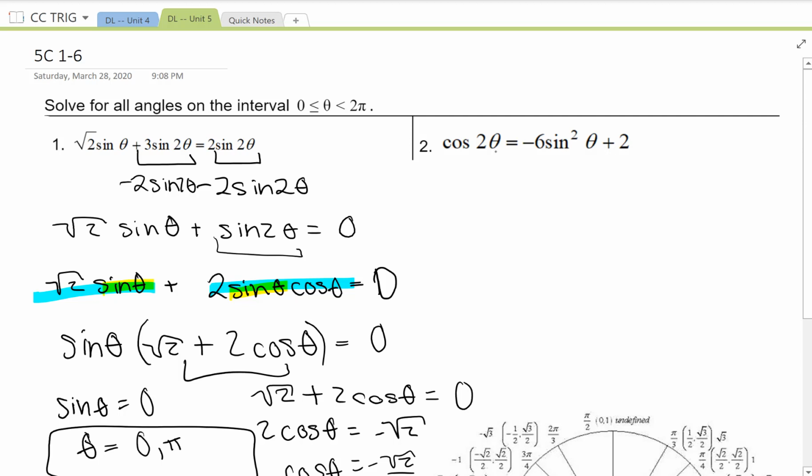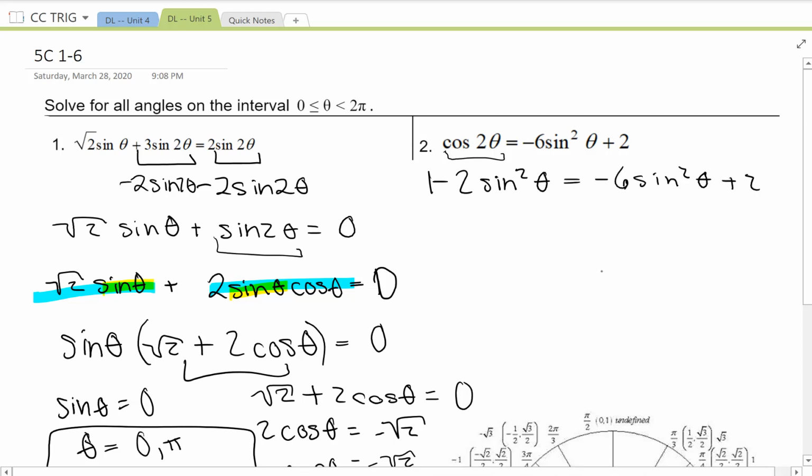All right, now we have cosine 2 theta. And on the other side, we have a sine squared theta. So I'm thinking, let's plug in the cosine double angle identity that involves sine squared and no cosines at all. So that would be cosine 2 theta is equal to 1 minus 2 sine squared theta. Now let's combine like terms. I'm going to add this so that I don't have a negative.